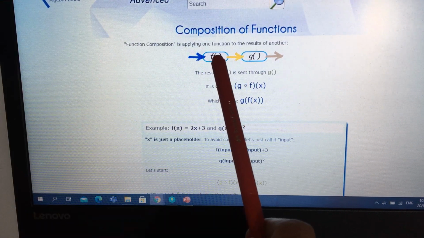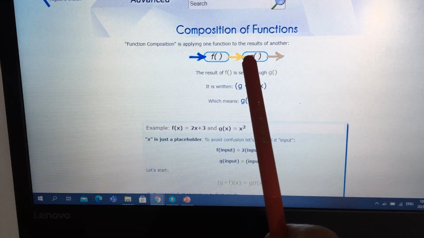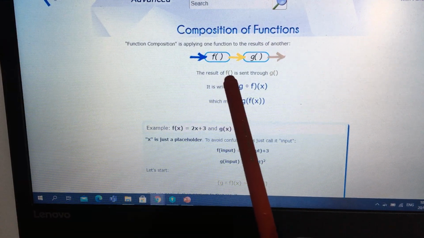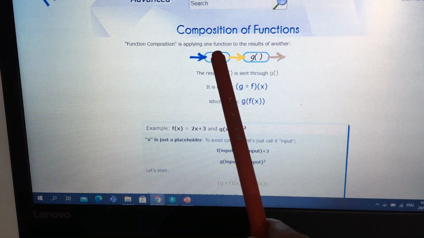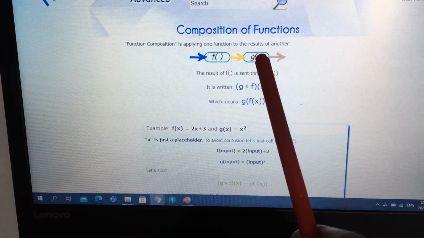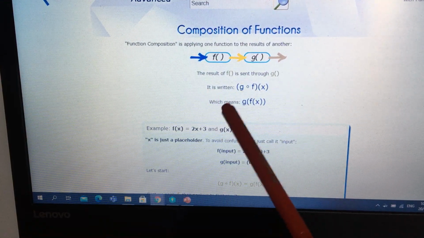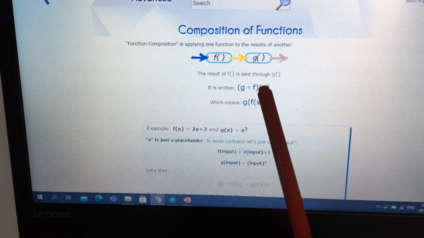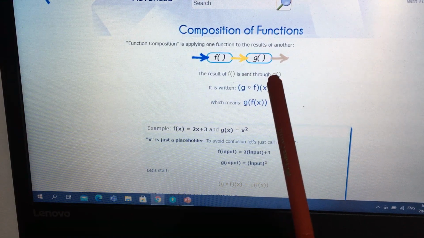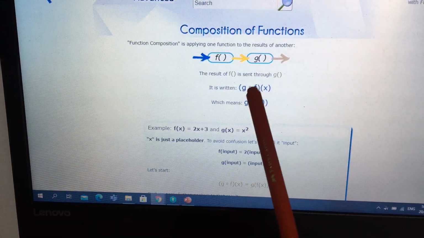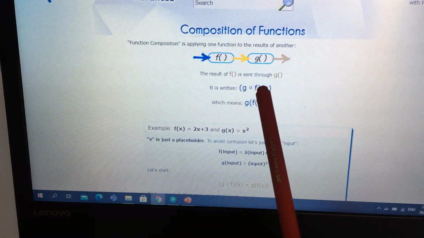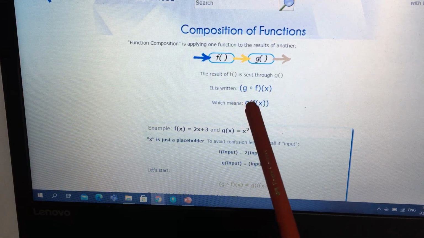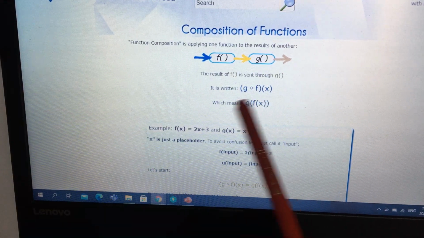The output of this first stage will be the input to the second stage, and then we have the final output. So the result of f, the result of this stage, is sent through the next stage, and this is written as g, then small circle f, then x, meaning this is the composite function of x of g and f. This notation is equivalent to g of f of x.